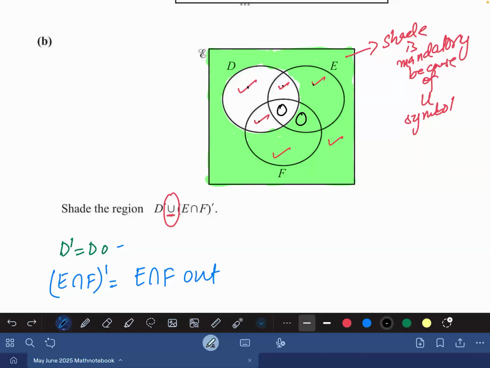Yes sir. Now you need to understand that the examiner is saying unite. So whenever I unite, I will shade this area, this area, this area and this area. Understood or not? Yes sir.